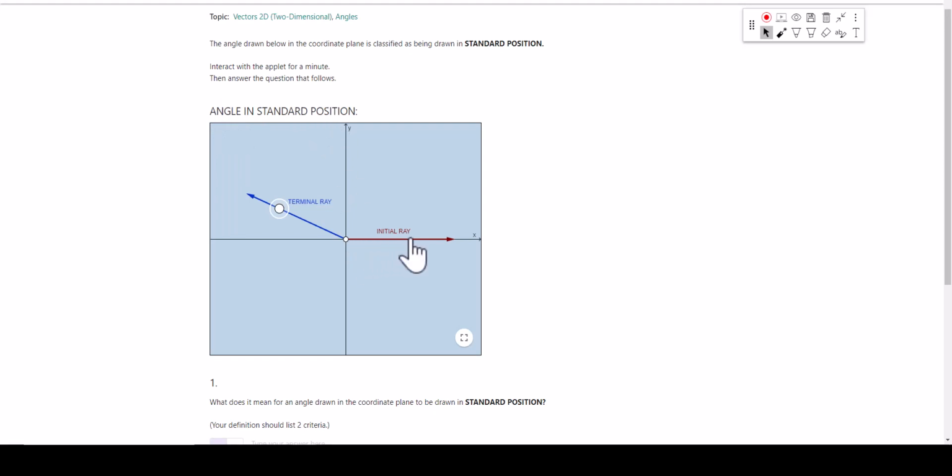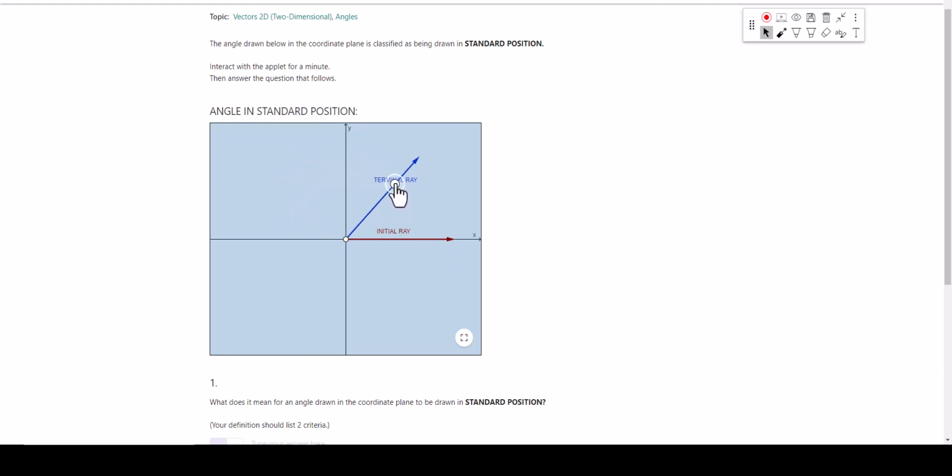You have your initial ray. The initial ray is always going to be along the x-axis. It is always going to be on the positive side of the x-axis. So the initial ray is always here. The terminal ray determines the size of the angle.